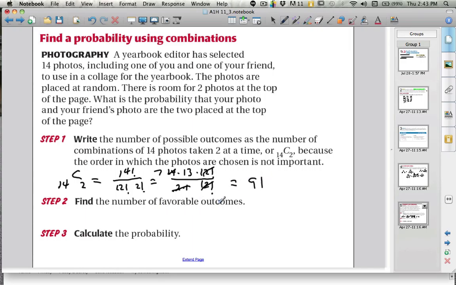Now the number of favorable outcomes, that's me and my friend being in the top 2. There's only one combination that's me and my friend, so it's 1 out of 91. That's the probability, so a little more than 1%. That's how we calculate probabilities based on combinations. Remember, the key thing about combinations is that the order is not important.